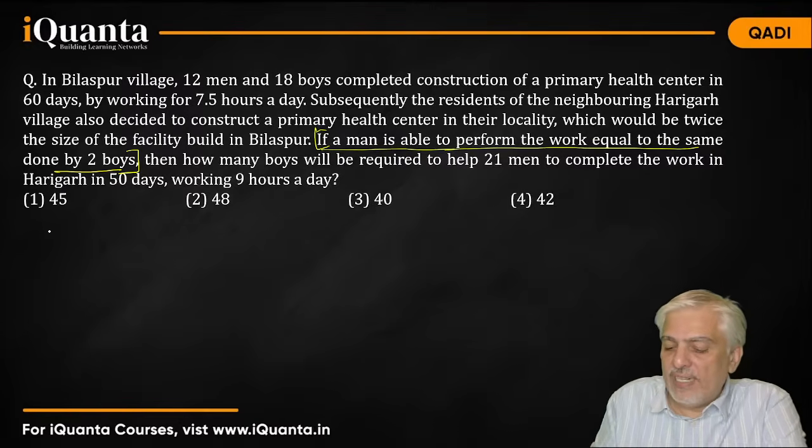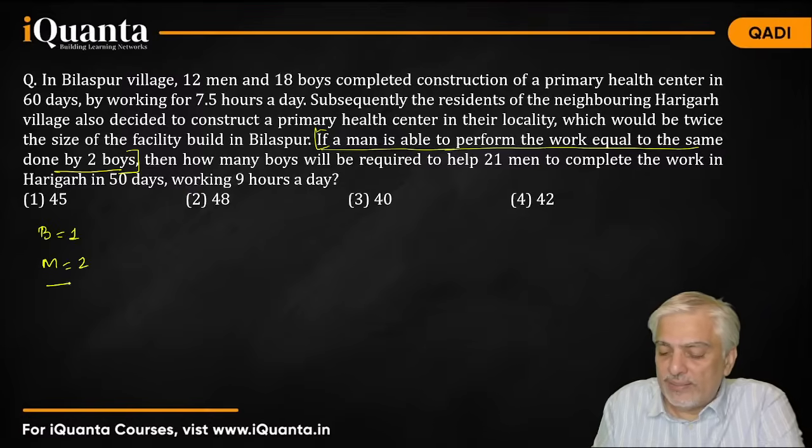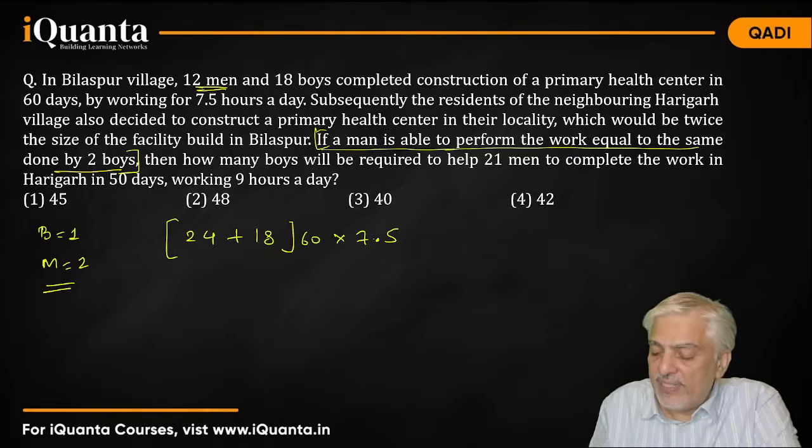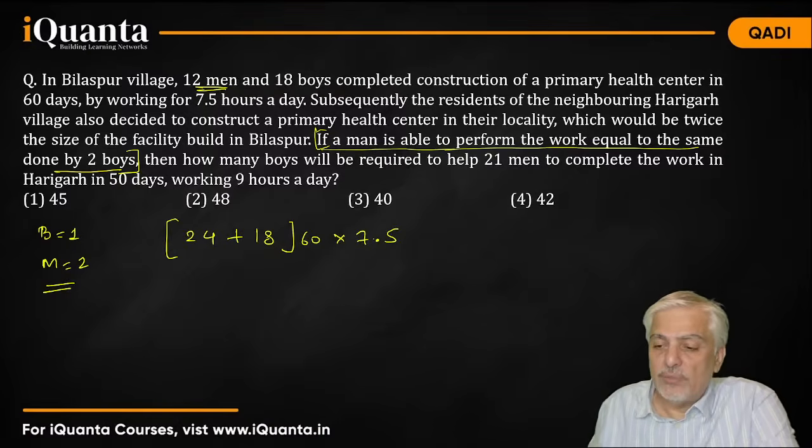So I would say let the boy can do 1 unit, man can do 2 units. 12 men, so 12 twos are 24. 18 boys, 18 ones are 18. Working for 60 days, 7.5 hours a day can finish the work.